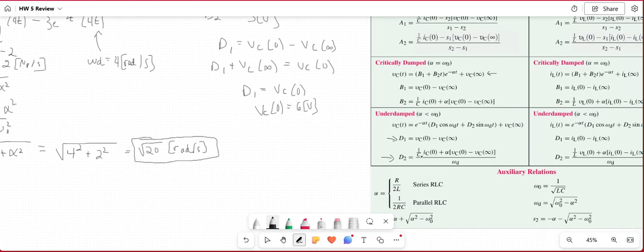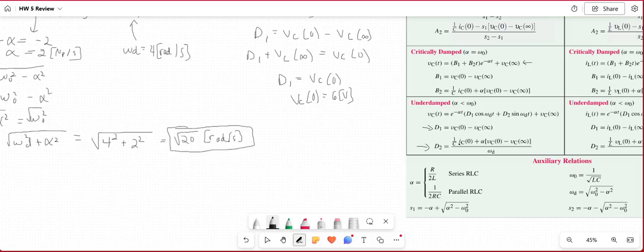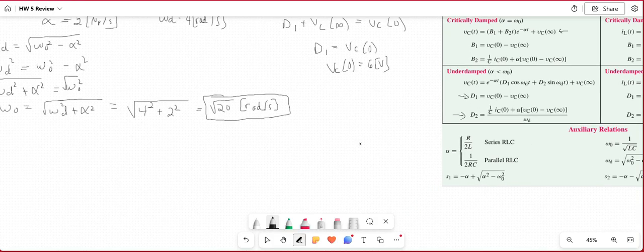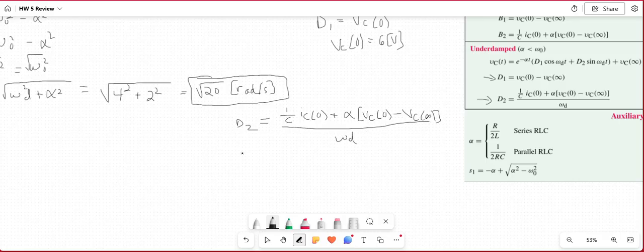Okay, now we can solve for D2, right? Because we have WD, we have alpha, we have IC of 0, and look, C is in this equation. So that's what we need to solve the algebra for. So we're going to have D2.